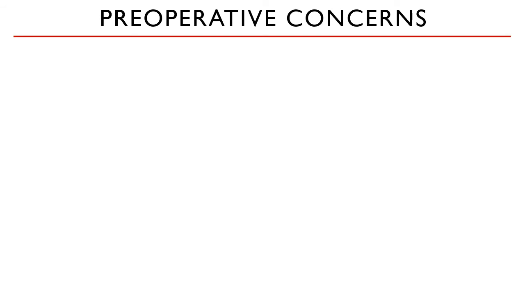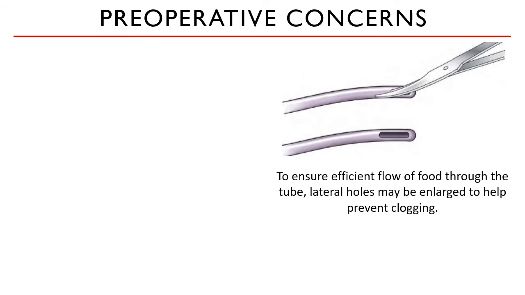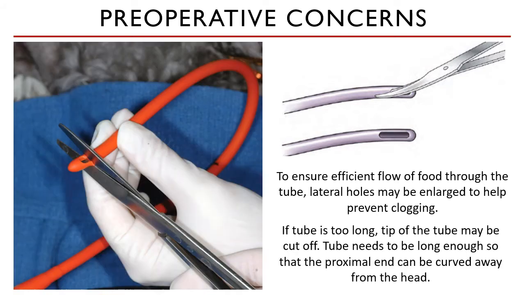To ensure efficient flow of food through the esophagostomy tube, lateral holes on the distal end may be enlarged to prevent clogging. If the tube is too long, the tip of the tube may be ultimately cut off. You also have to make sure that the tube is long enough so that the proximal end can be curved away from the patient's head. To facilitate this, we need to pre-measure the tube.